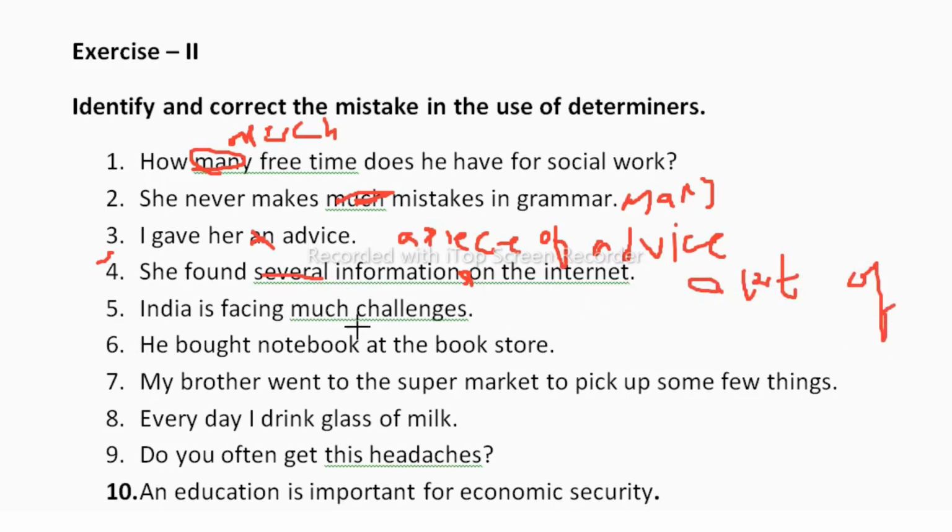India is facing much challenges. So here challenges is a countable noun. So with countable nouns we use many, not much. Much we use with uncountable nouns. So we have to use many here.